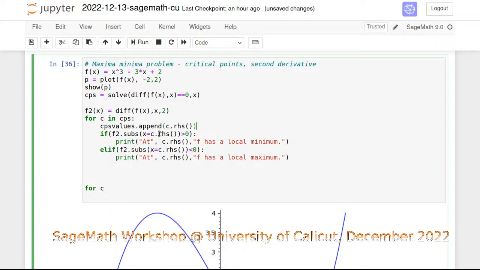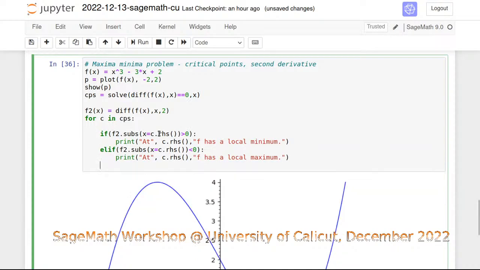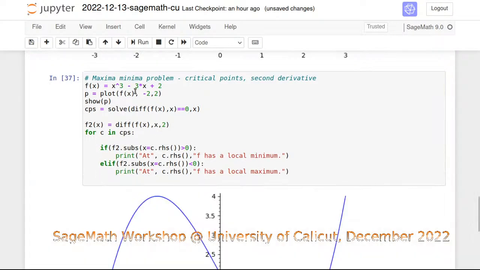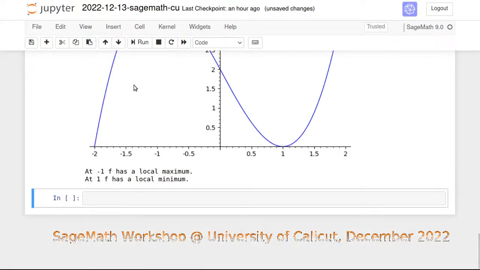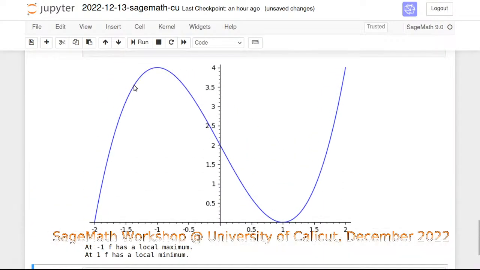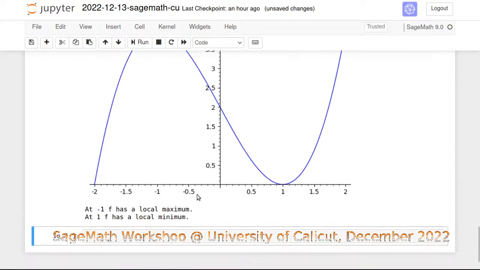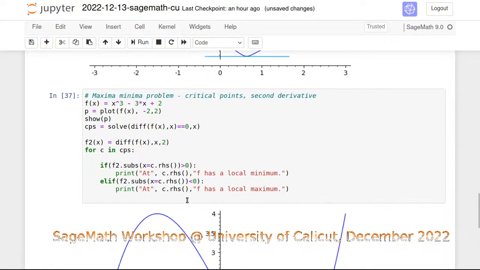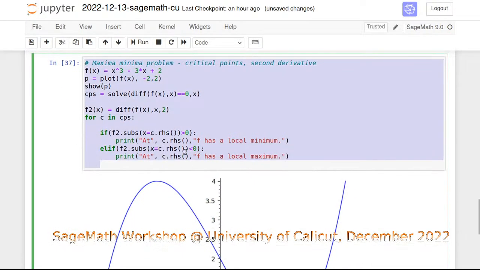This is not essential. Removing it and trying to see the points. At -1 there is a maximum. Yes, there is a maximum. At +1 there is a minimum. It seems to be correct from the picture. I have updated the Google document for this. Please see.